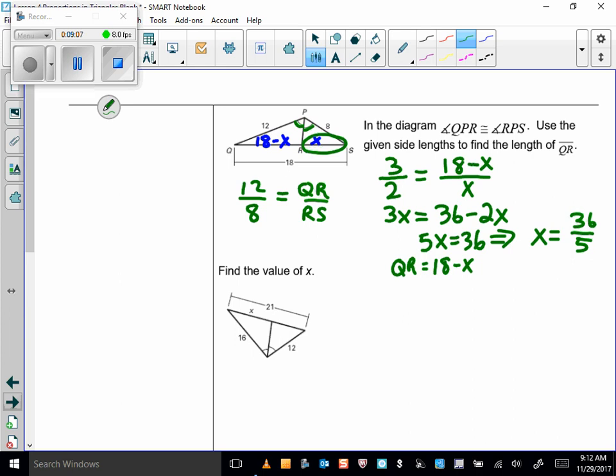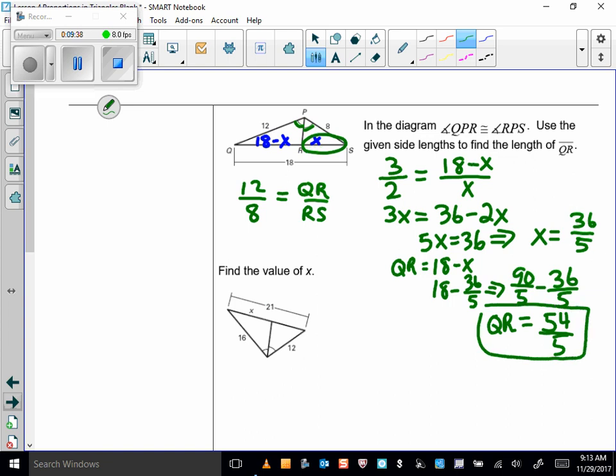So that is 18 minus 36/5. I know you don't like this one. I got to change that 18 to fifths. So let's see, that's going to be 90/5. 90/5 minus 36/5. So finally, QR is going to come out to be, what's that, 54/5? I don't believe we can simplify that either. So that's that. Okay, this next one, not quite so bad. So you pause here and do it and come back and check it.